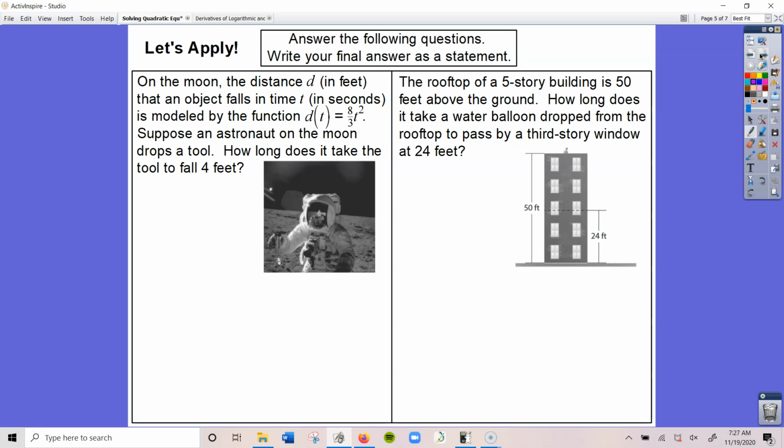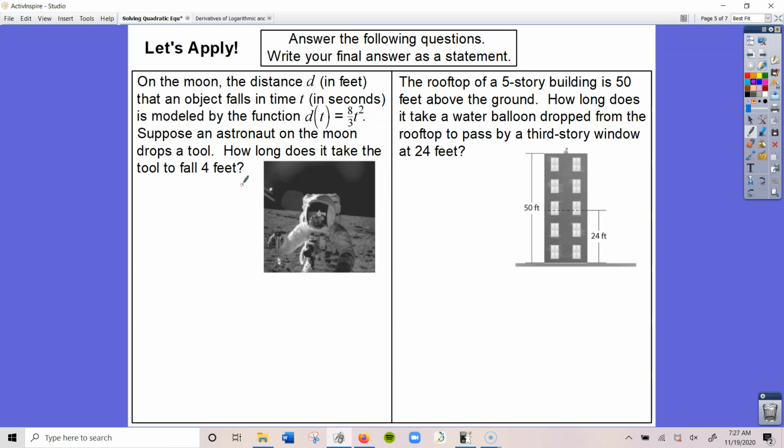So keep in mind here that our equation for d of t has changed, and that's because the astronaut here is on the moon. The equation for distance depends on gravity. So if you're on the moon, the gravity is different on the moon than it is on Earth, which is why this equation has changed.